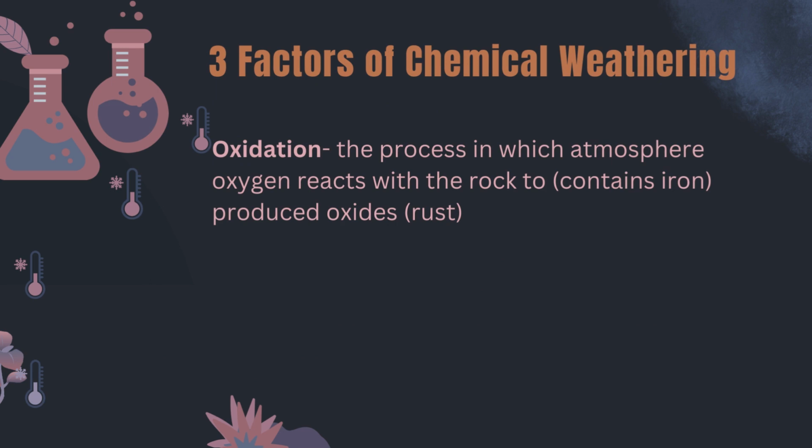Oxidation, the process in which atmospheric oxygen reacts with the rocks to produce oxides. When oxygen combines with other substances, oxidation has occurred. Sometimes, a change in the color of a rock is an indication that oxidation has occurred. One common example of oxidation is rust.